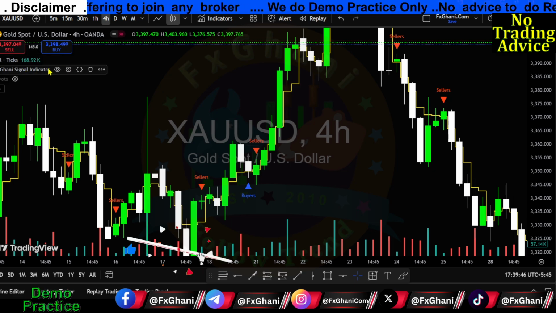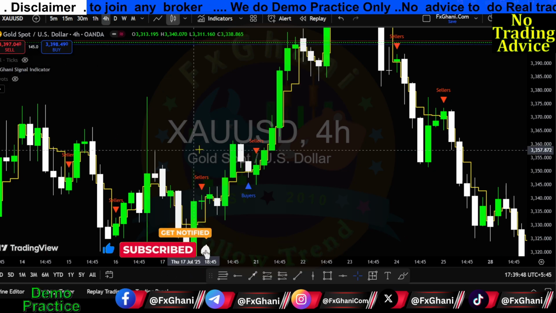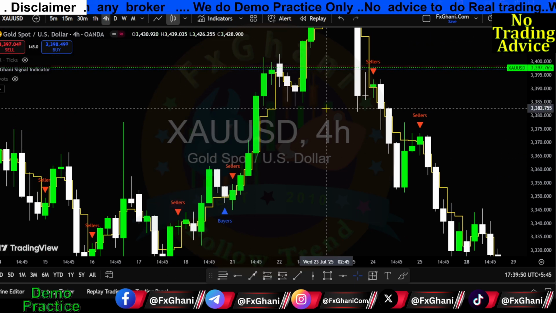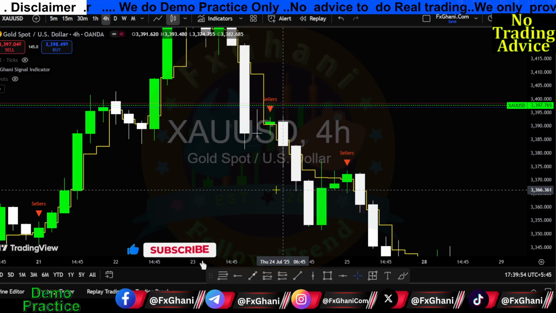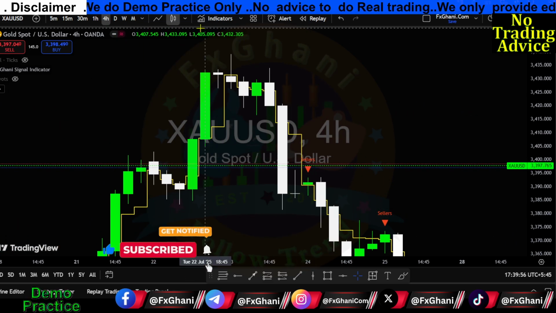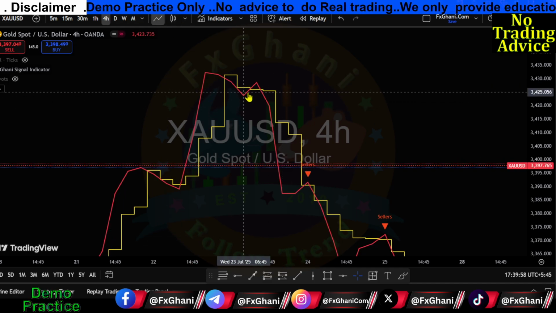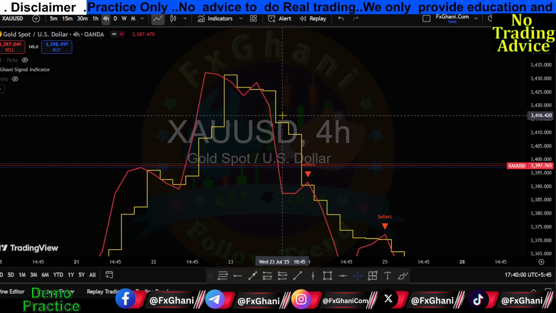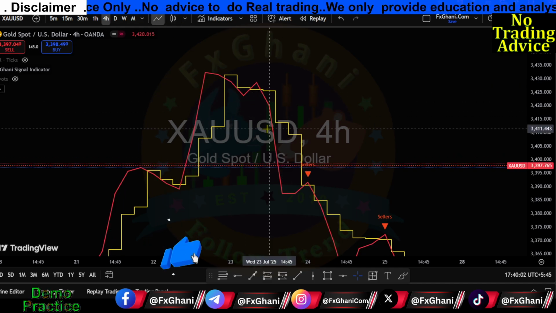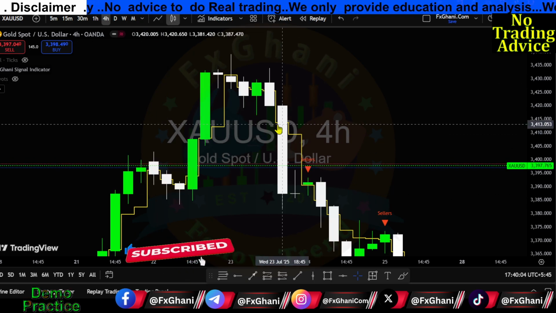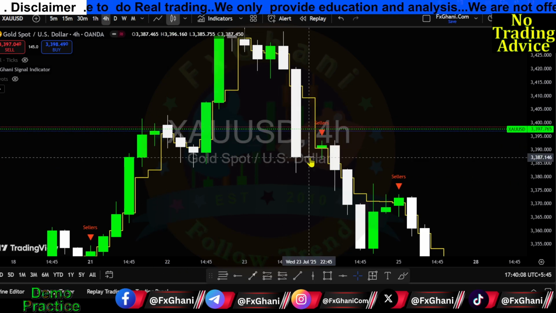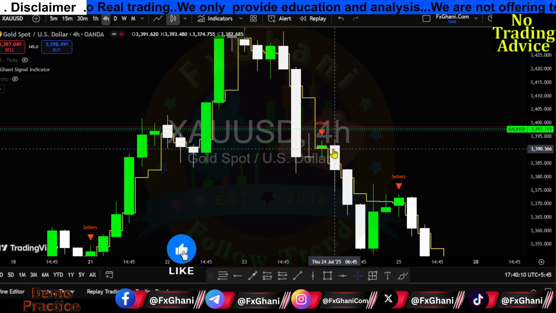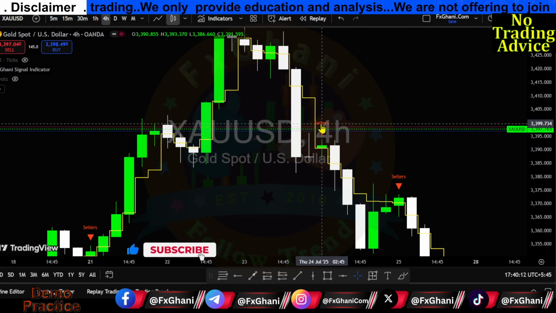Now let me show you a sell setup first of all. You can see we are below the VWAP level. This yellow line is our VWAP level, and we are already below it. Prices closed below VWAP, and then prices go upward, and then we see a bullish candle with a red arrow.